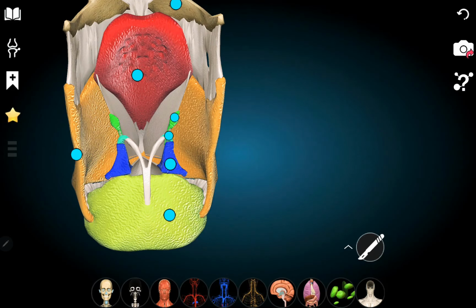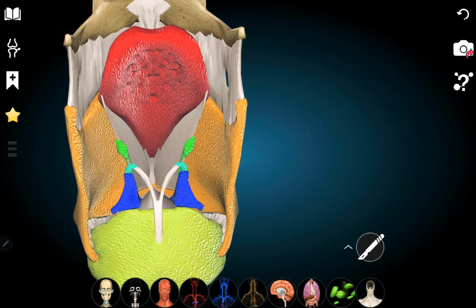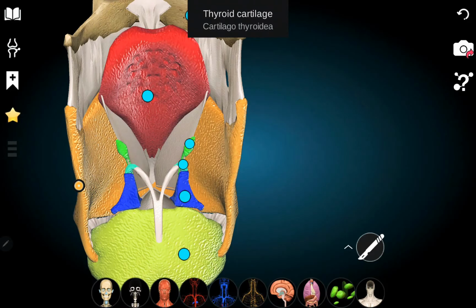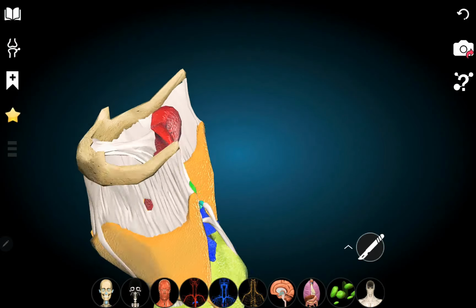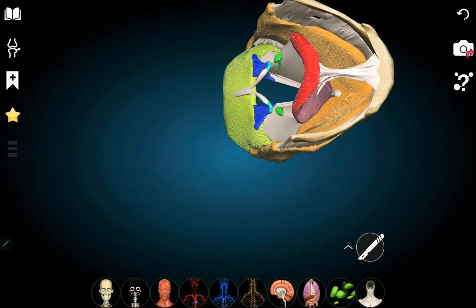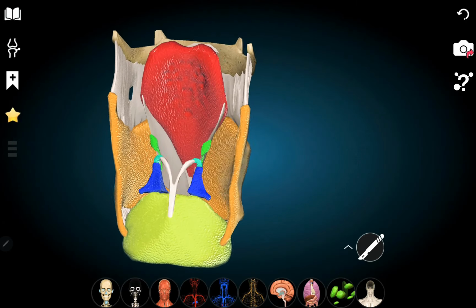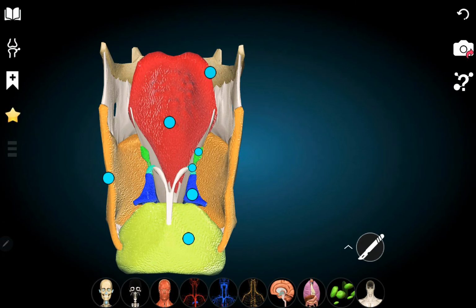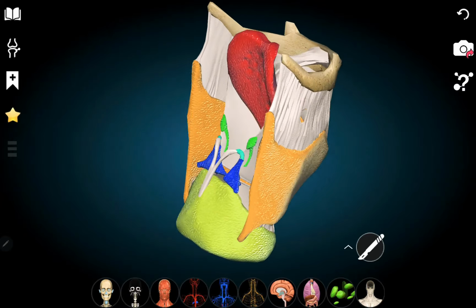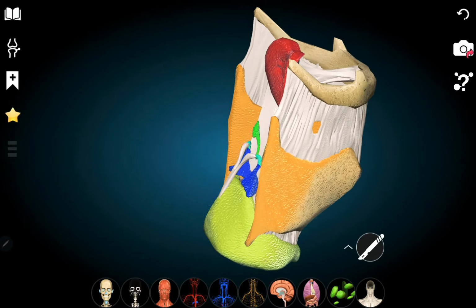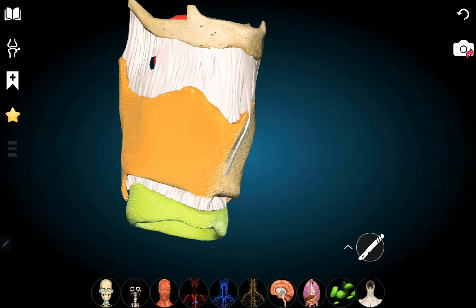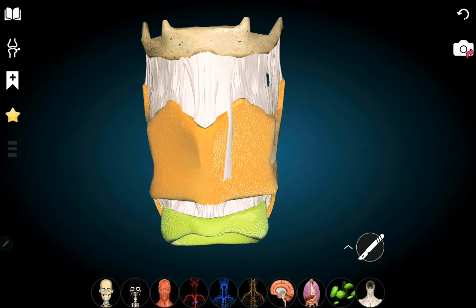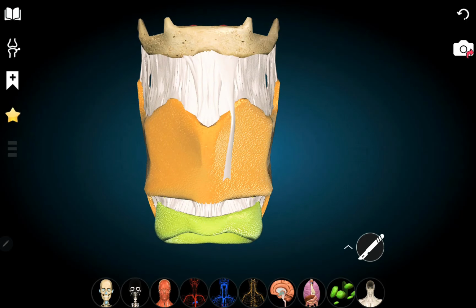Also guys, you can appreciate this red colored leaf like cartilage. This red leaf like cartilage is the epiglottis, which is present in the anterior wall of the upper part of the larynx. You can see this from the upper aspect also, the epiglottic cartilage, or we can say the epiglottis. You can also see this V-shaped cross-section thyroid cartilage, guys, which is basically a quadrilateral shape.